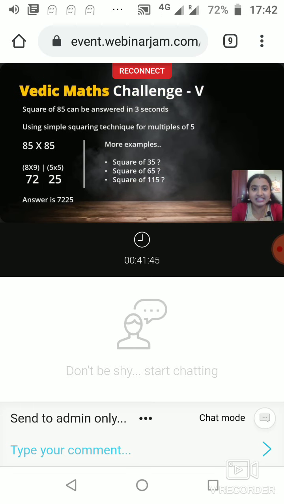Yes, so here is the last challenge for the day. Challenge number 5, squaring. When you have to square any number that ends with 5, we call this technique the squaring technique for multiples of 5. What are multiples of 5? Any number that ends with 5 is a multiple of 5, right? So if you have to square 85, 5 squared is 25. So the last part of your answer is 25.